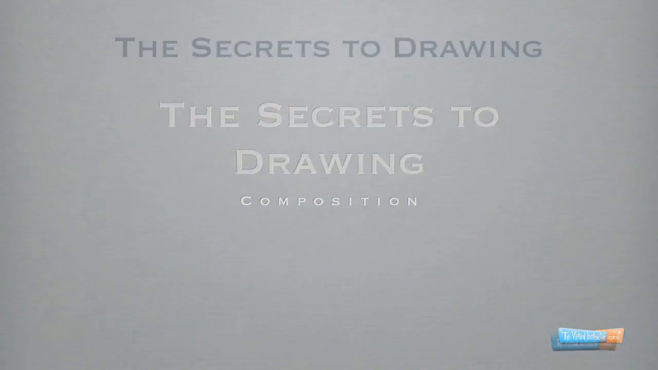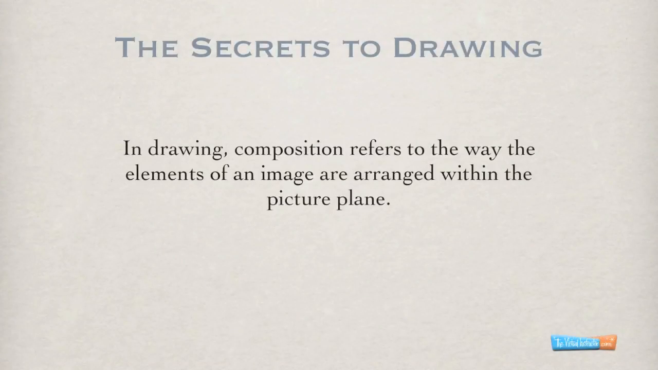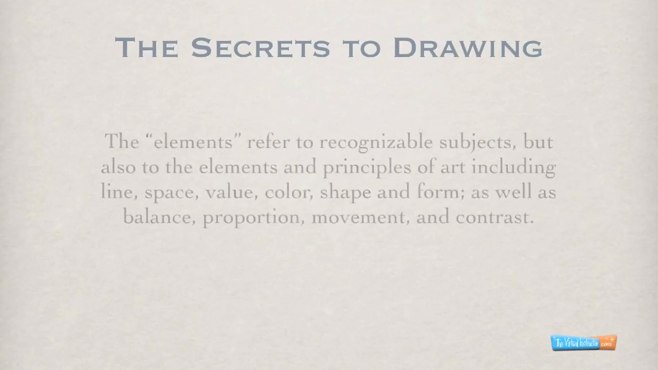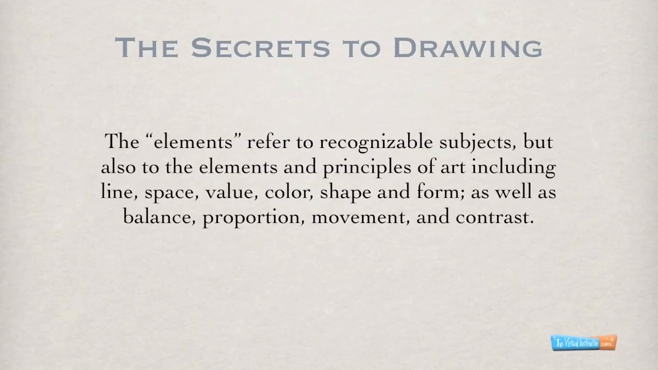In this video, we're going to take a look at composition. In drawing, composition refers to the way the elements of an image are arranged within the picture plane. Much like a musical composer composes a piece of music, an artist composes an image. The elements that I'm speaking of refer to recognizable subjects, but also to the elements and principles of art, including line, space, value, color, shape, and form, as well as balance, proportion, movement, and contrast.